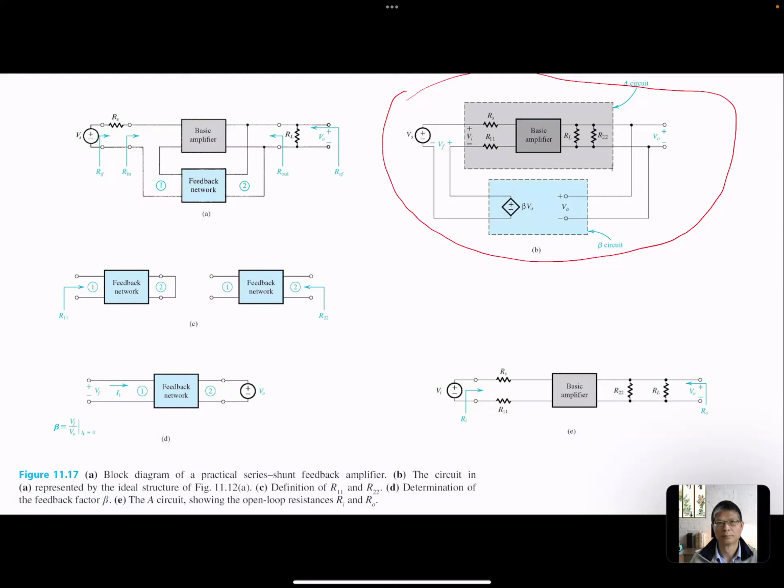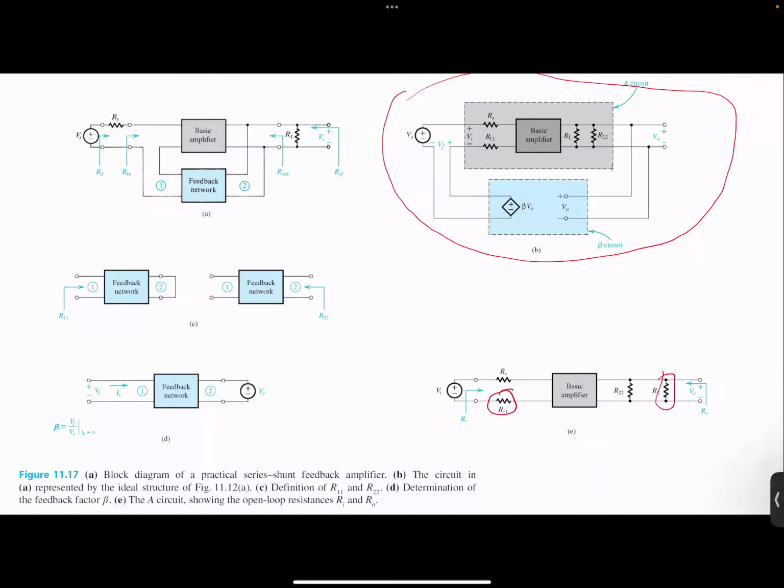So once you do these three steps, R11, R22, and beta, you get that circuit. If you know that circuit, you know that the blue part is the feedback. If we remove the blue part, what we get is the basic amplifier. So this is the basic amplifier, and that's the feedback. Now you notice that the only thing added in the feedback is this one.